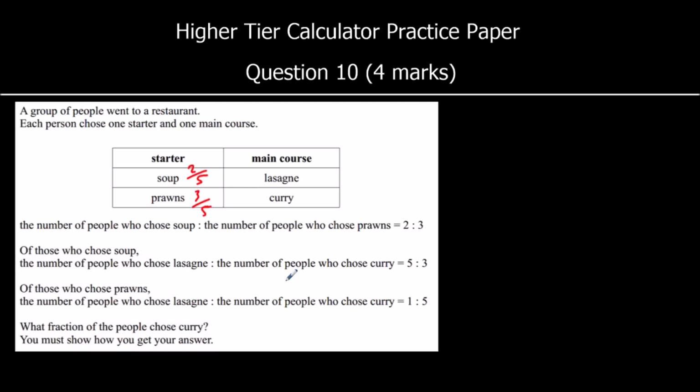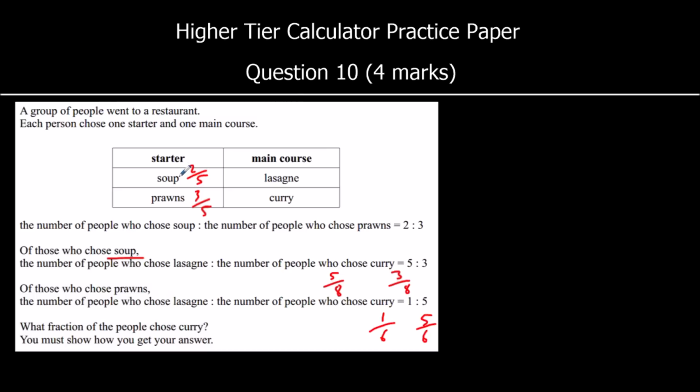Of those who chose soup, the number that chose lasagna to the number that chose curry is 5 to 3. So 5/8. This is just of soup, 5/8 and 3/8. And for those that chose prawns, lasagna to curry is 1 to 5. So 1/6 and 5/6. So which fraction of people chose curry?